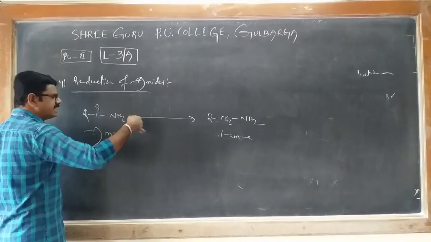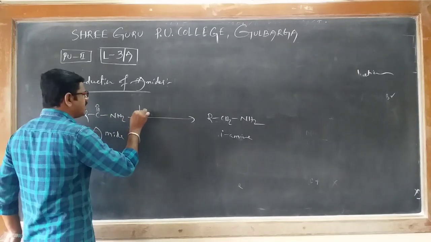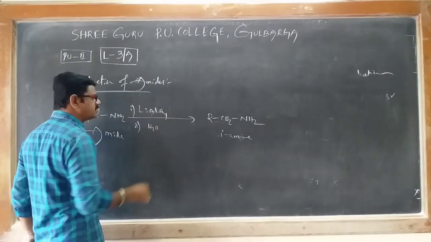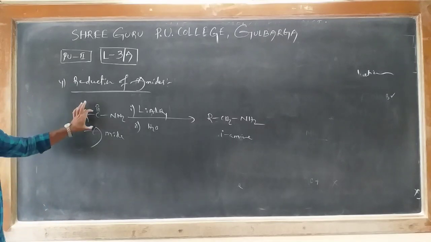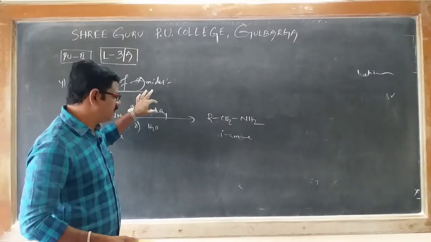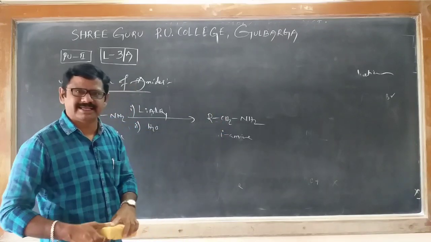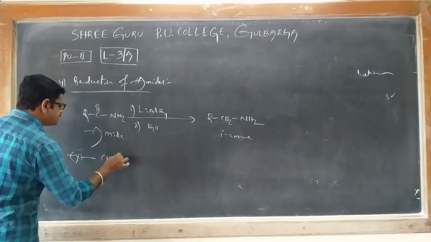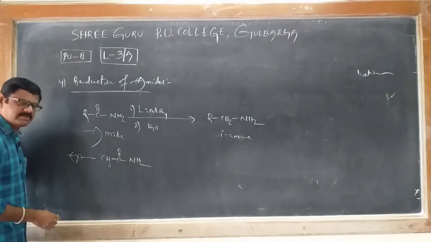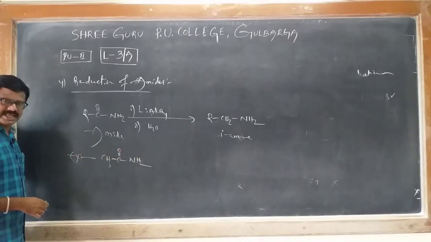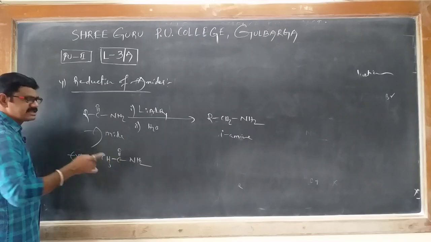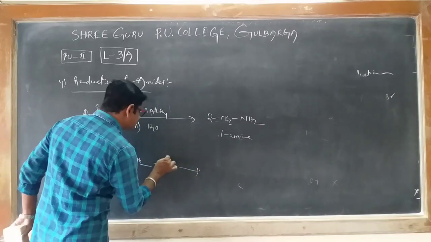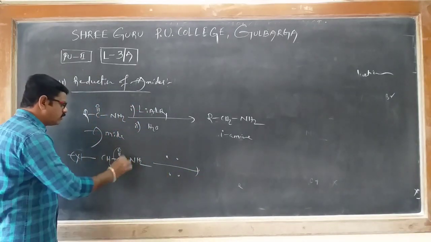For this purpose, we need a reducing agent. In this case, we are using a strong reducing agent, lithium aluminum hydride, followed by hydrolysis. When an amide is reduced with lithium aluminum hydride followed by hydrolysis, we get the corresponding amine. We'll write an example. Instead of R, I'll take CH3CONH2. Its common name is acetamide, and the IUPAC name is eth plus an plus amide, ethanamide.